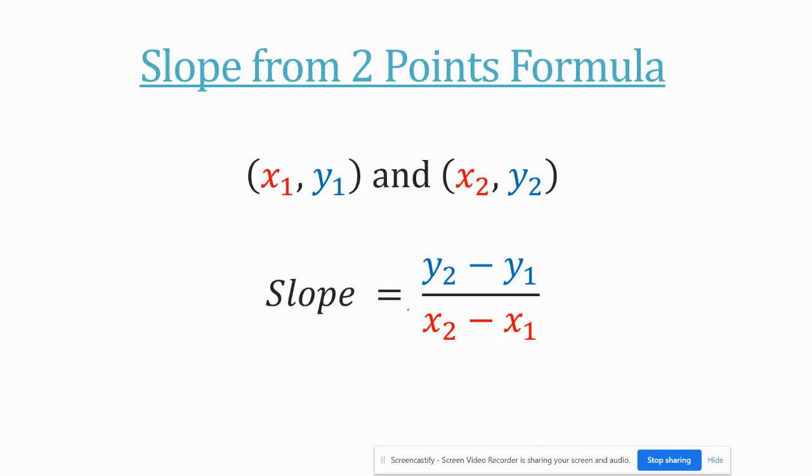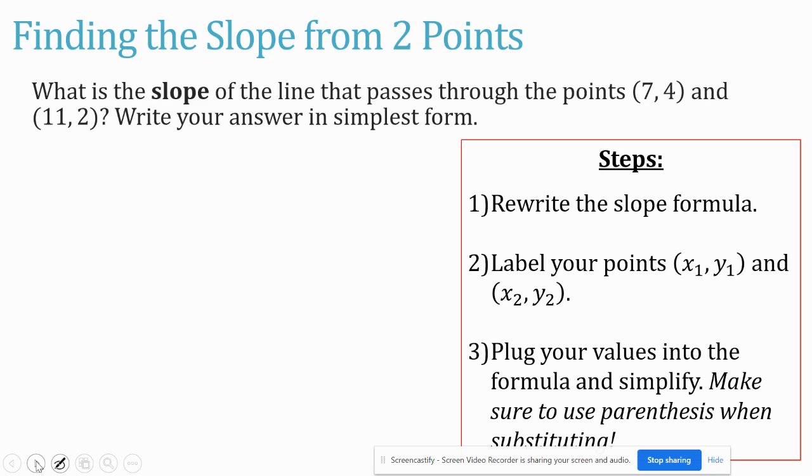So this is the formula that we saw in that second slide, where we have 2 points, x1, y1 and x2, y2, and our slope is equal to y2 minus y1 over x2 minus x1. So this is what we're going to be focusing on today, how to use this formula. Okay, so finding slope from 2 points. What is the slope of the line that passes through the points 7, 4 and 11, 2? Write your answers in simplest form.